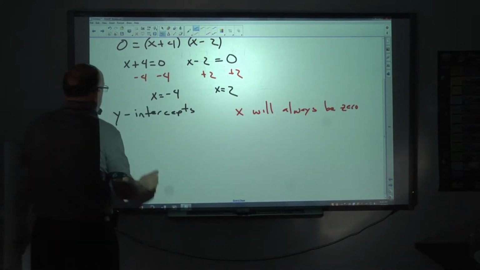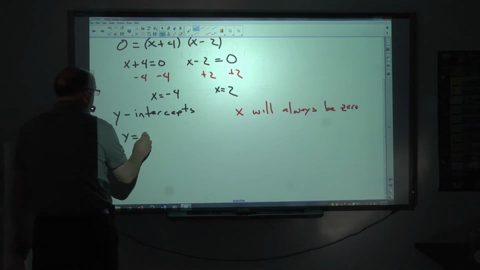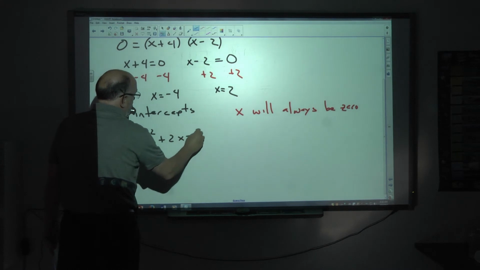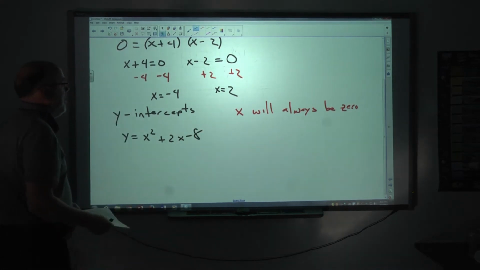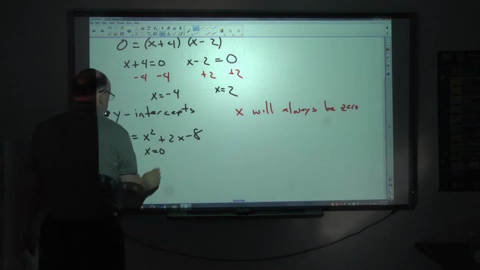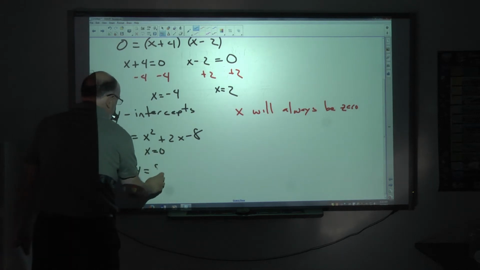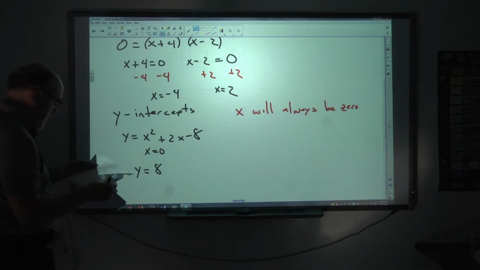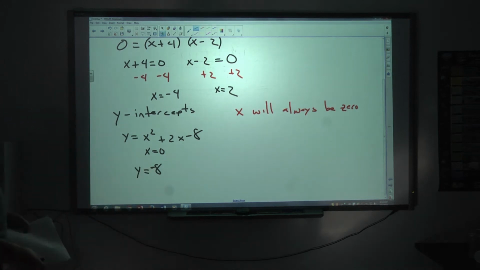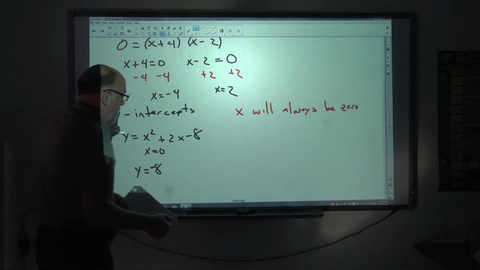And so we said that our equation, if I multiplied it out, would have been x squared plus 2x minus 8. And if x is 0, then we know that y is going to be negative 8. So we have our x-intercepts, we have our y-intercept. The next thing is what happens at other parts of this graph.